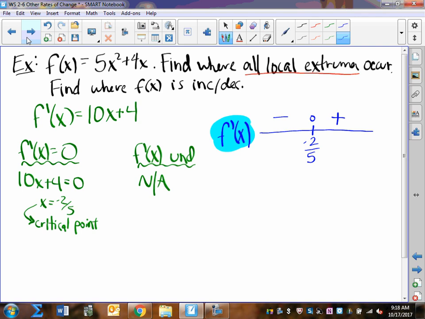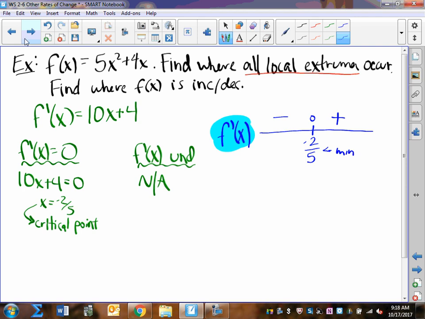So what this number line tells me is that what's happening is all the way up until -2/5, I have a negative slope. Then I have a 0 slope. Then I have a positive slope. So what am I going to have here? A min. So negative to positive, this ends up being a min.